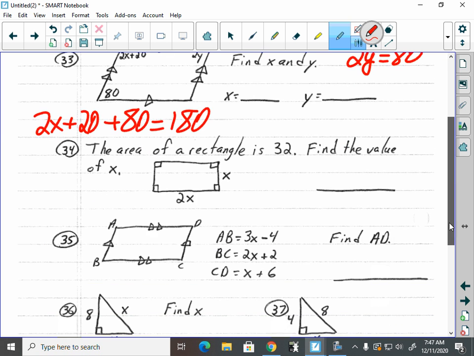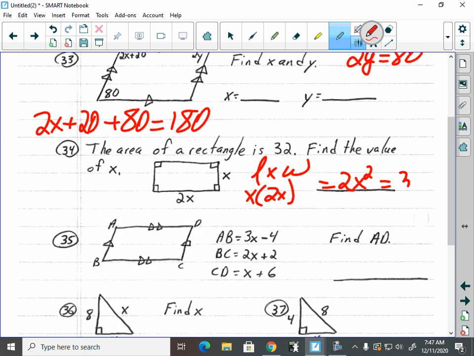We're almost done. The area of a rectangle is 32. Find the value of x. Oh, yikes, Mr. Barrow. Length times width. So it's x times 2x. So that's 2x squared, but the area is 32. So divide by 2. x squared is 16. Okay, you have to figure this out. What number, when you square it, gives you 16? Put the answer right there.